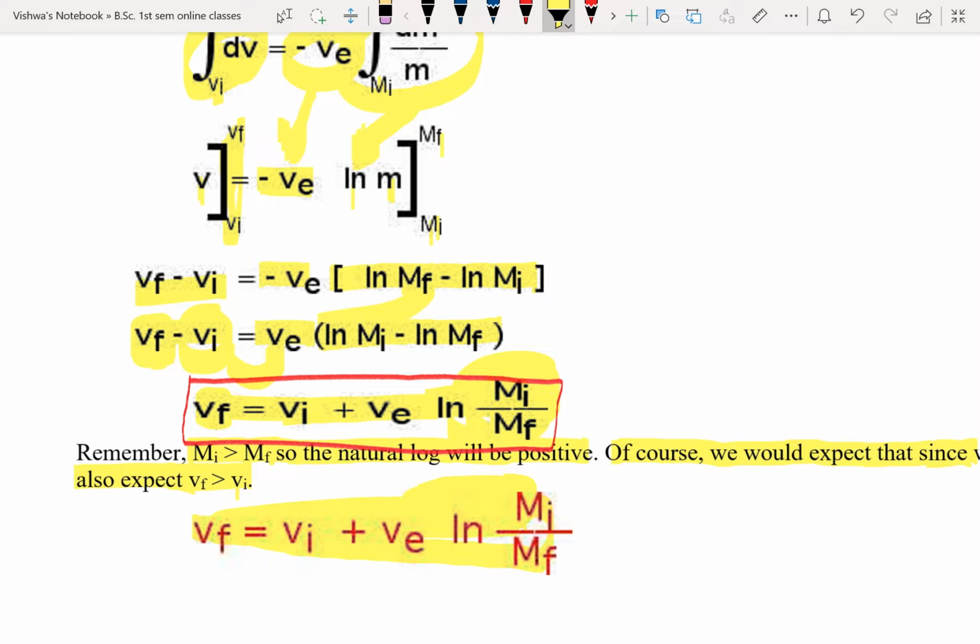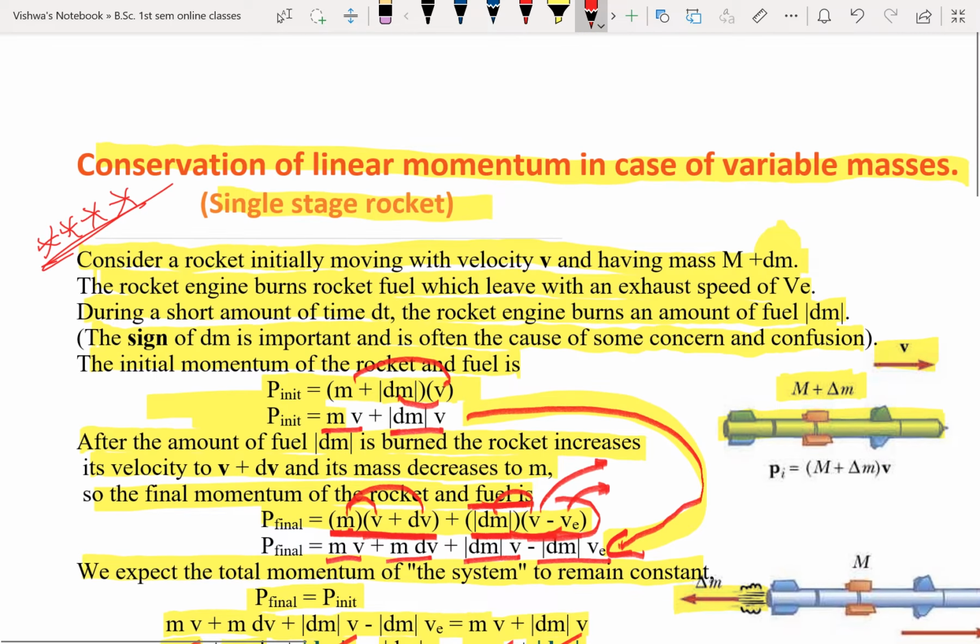So this is an important derivation, please practice this one, and the expression is also important. With this, the law of conservation of linear momentum is complete. Next we are going to briefly study multi-stage rockets. This is the expression for a single-stage rocket. In the next class we are going to see what a multi-stage rocket is and what is the purpose of using multi-stage rockets, that is, the advantages of multi-stage rockets. Thank you.